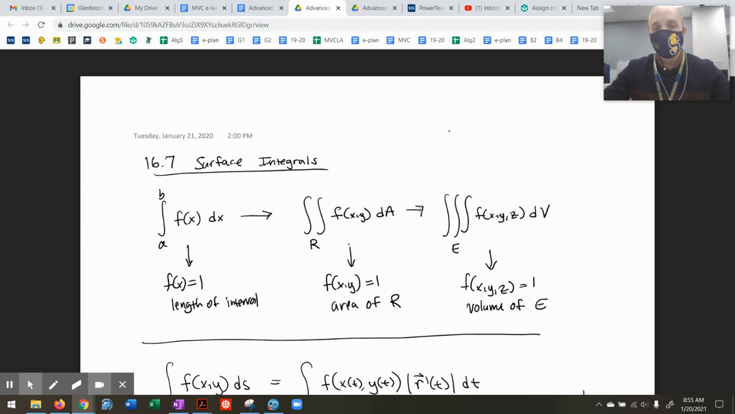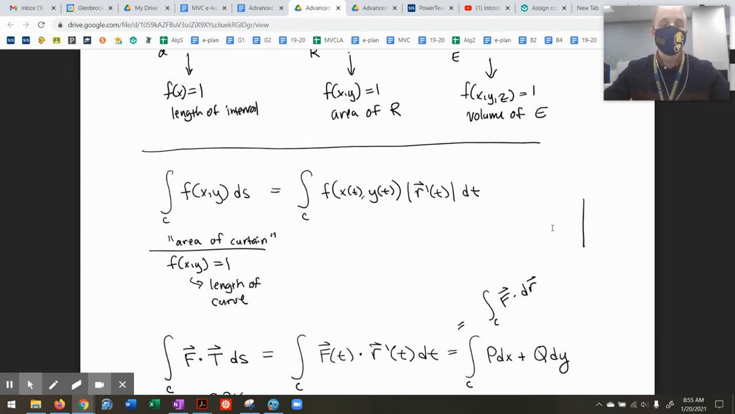And then finally, last chapter, we introduced the triple integral. This thing produces the hypervolume under, and "under" in quotes, f of x, y, z over the solid E. And if f of x, y, z is 1, then we get the volume of E. So that's a whole line of integrals, building from one dimension to another. And there's a similar development with line integrals.